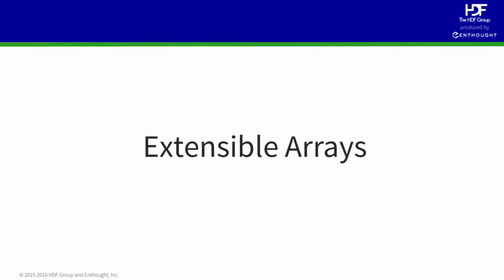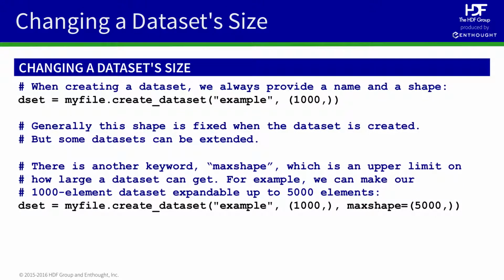Let's discuss one very important application of chunked datasets, the ability to make your datasets resizable. Ordinarily, the size of a dataset is fixed when it's created. For example, if we create a dataset with shape 1000, that dataset will always have 1000 elements, no matter what. But if we use the maxshape keyword to create a dataset, HDF5 will permit this dataset to be enlarged all the way up to 5000 elements.